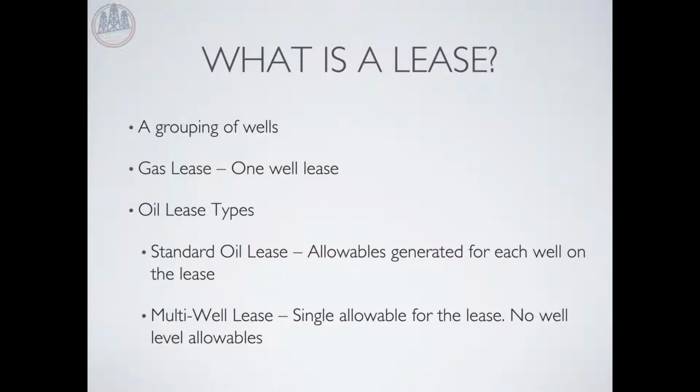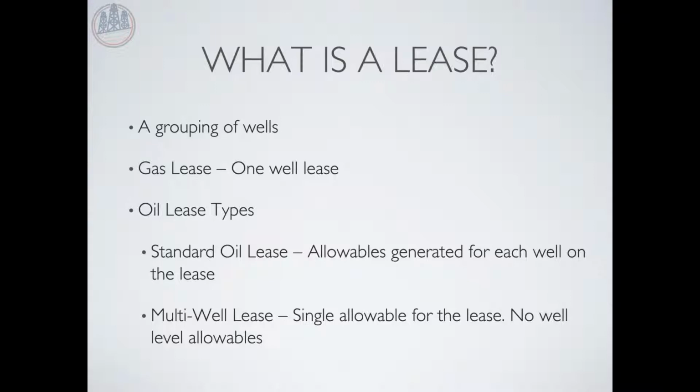Sometimes all the wells in a lease are part of a pad. Sometimes they're not. There are 3 different types of leases as far as the Texas Railroad Commission is concerned. One is a gas lease. Gas leases are only one well leases, so they're really not a problem we have to address with the allocation procedures. The other types are both oil well leases, but they're broken into 2 different groups. There's the standard oil lease, which has allowables that are generated on every well, and test data is required on every well for those. So there'll be allowables both at the well level and at the lease level.